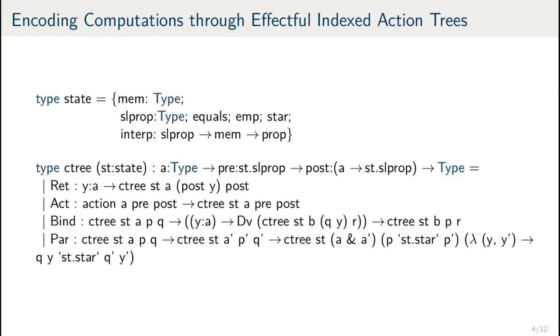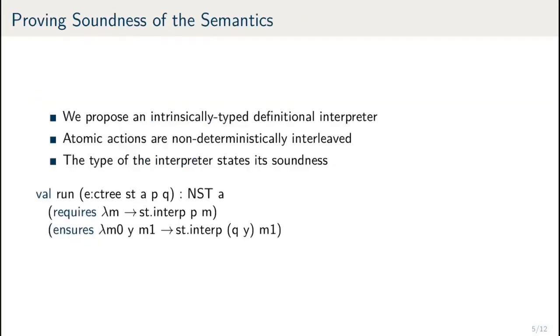Assuming that the preconditions P and P prime of the two computations are disjoint or can be starred with each other, then we can safely execute the two computations in parallel, finally returning the star of their postconditions Q and Q prime. Building upon these action trees, we implement an intrinsically typed definitional interpreter that non-deterministically interleaves atomic actions.